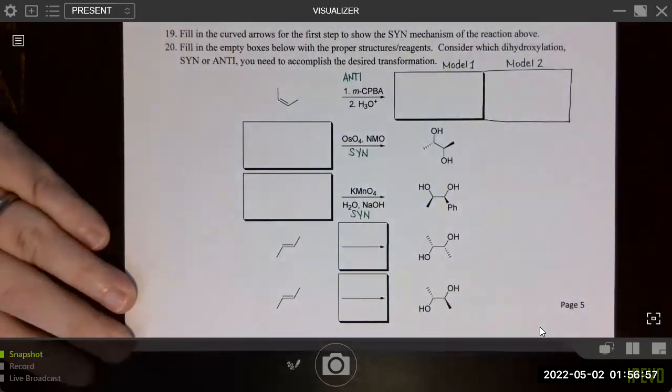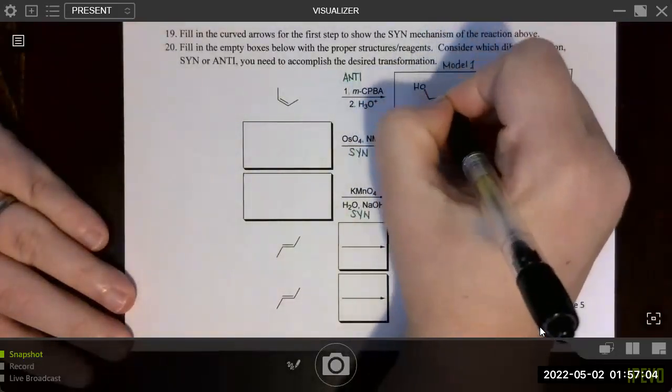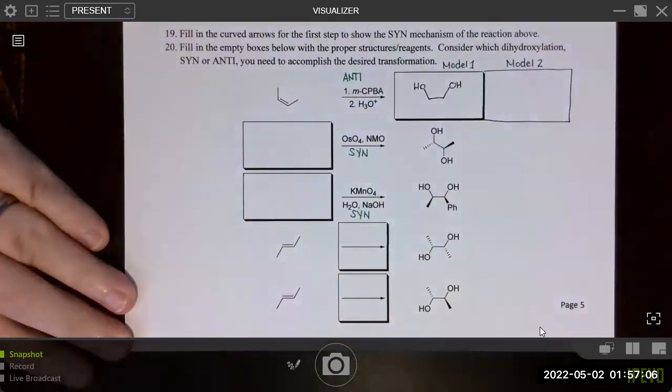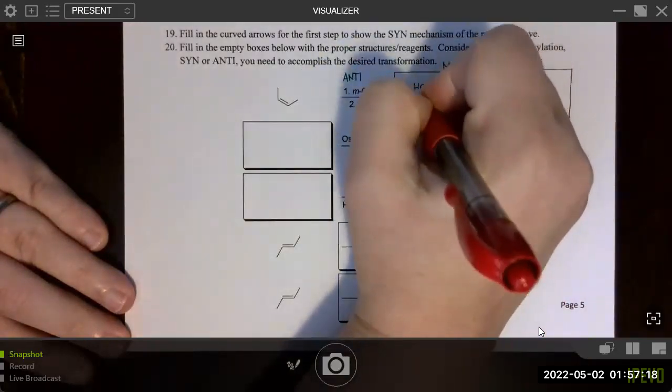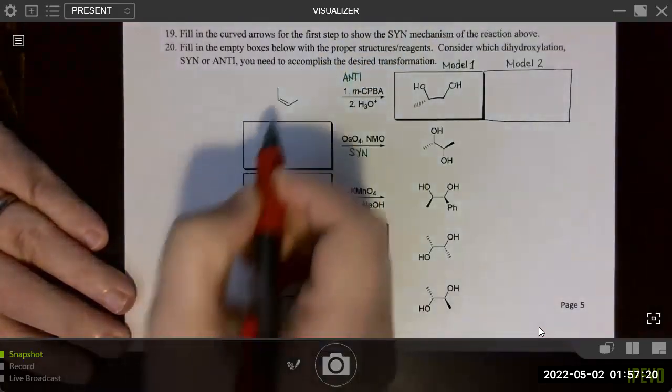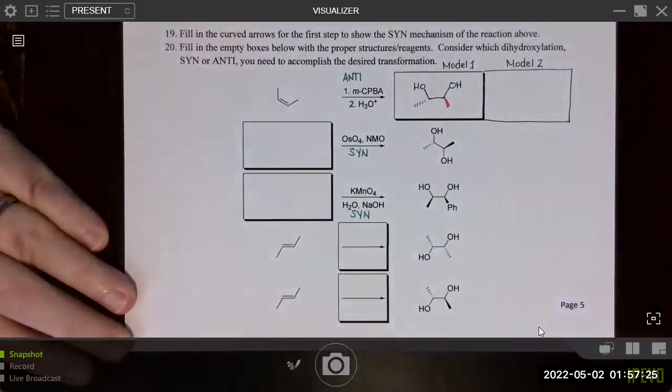Okay, so what would it look like with model 1? Well, remember that we are doing dihydroxylation, so we should add OH, OH across the double bond. And then, since this is anti, right, we need to flip one of them over. So this looks like this methyl would be pointed back, right? And then this one's going to be flipped over, coming out at us.